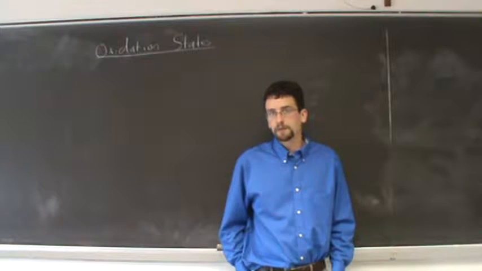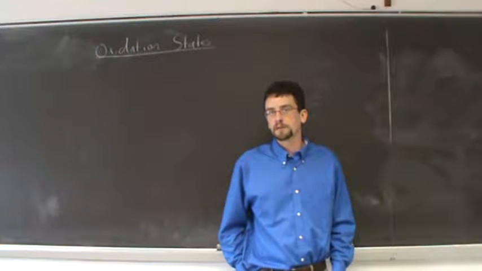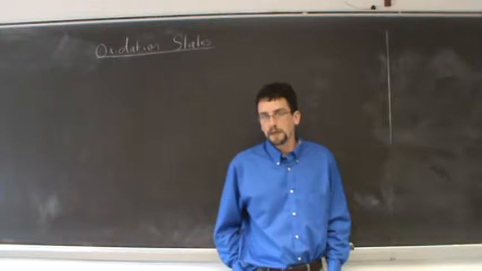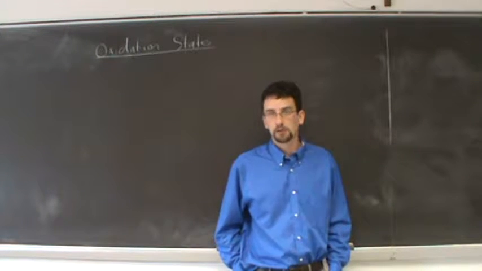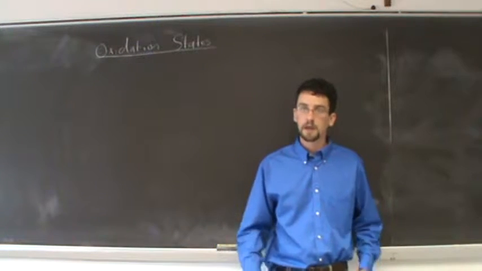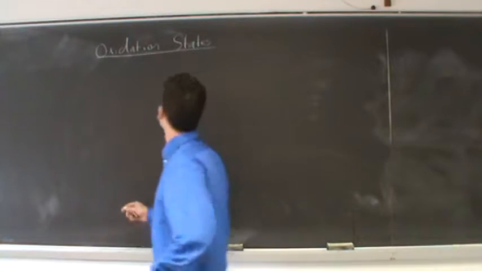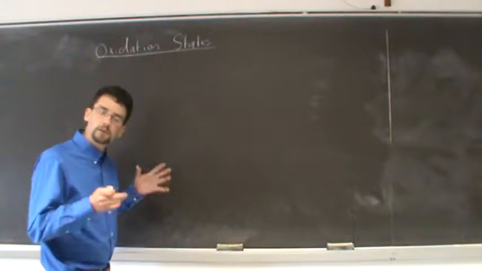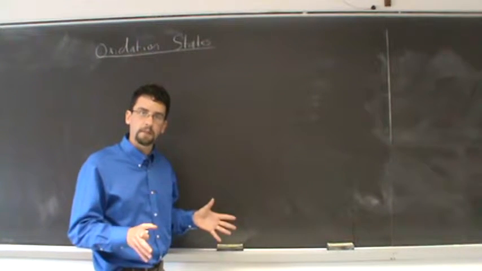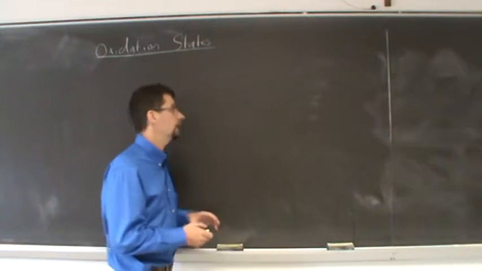So in class we used oxidation states to figure out the transfer number of electrons or naming ionic compounds that have transition metals or other compounds that have varying oxidation states. So what an oxidation state is: if you assume you have a completely ionic interaction between two elements that make up a compound, that's the charge of the element.